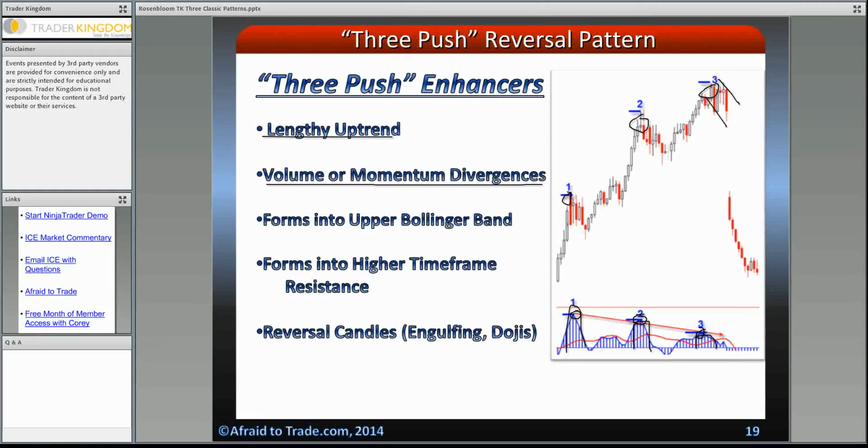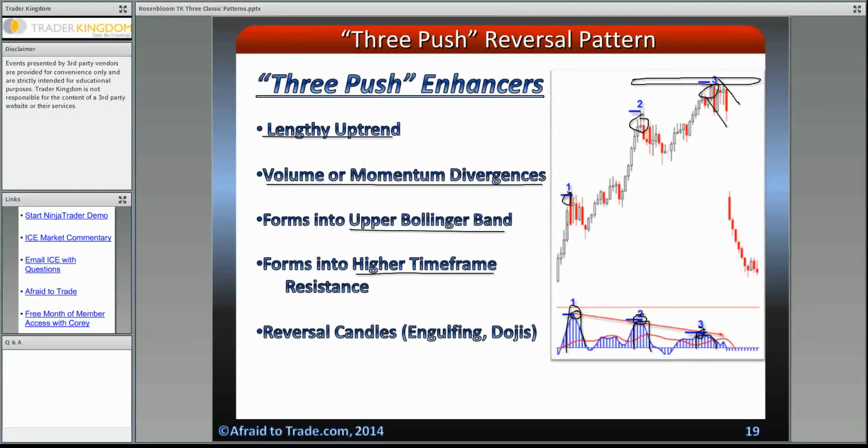There's that upper Bollinger Band again, maybe. Higher time frame resistance: if you're trading, say, a 5-minute chart, and you get a 3 push or a divergent pattern into, say, S&P 2000 or Russell 1200 or whatever the case may be, that's something to take advantage of as well. That will be an aggressive get in that short, put a tight stop, and play that for a little bit of a higher swing trade.